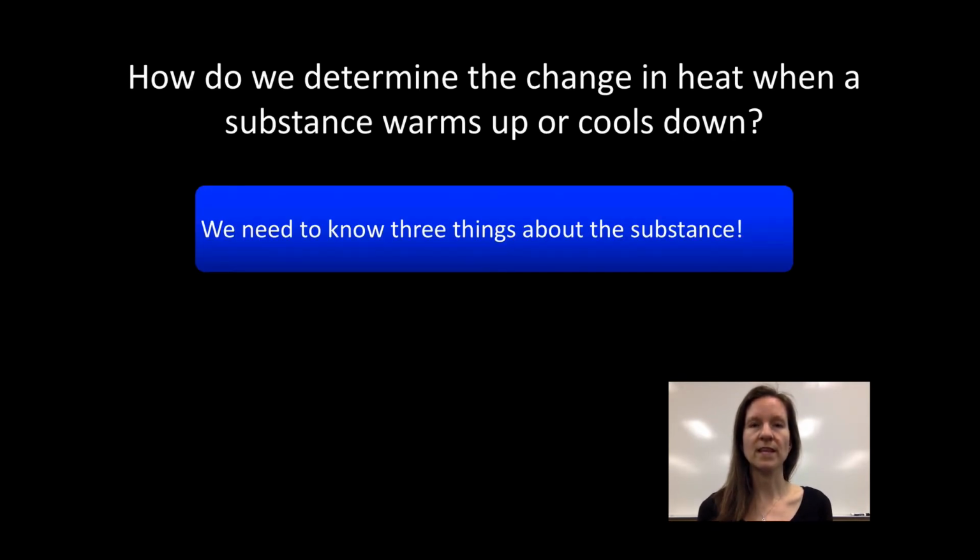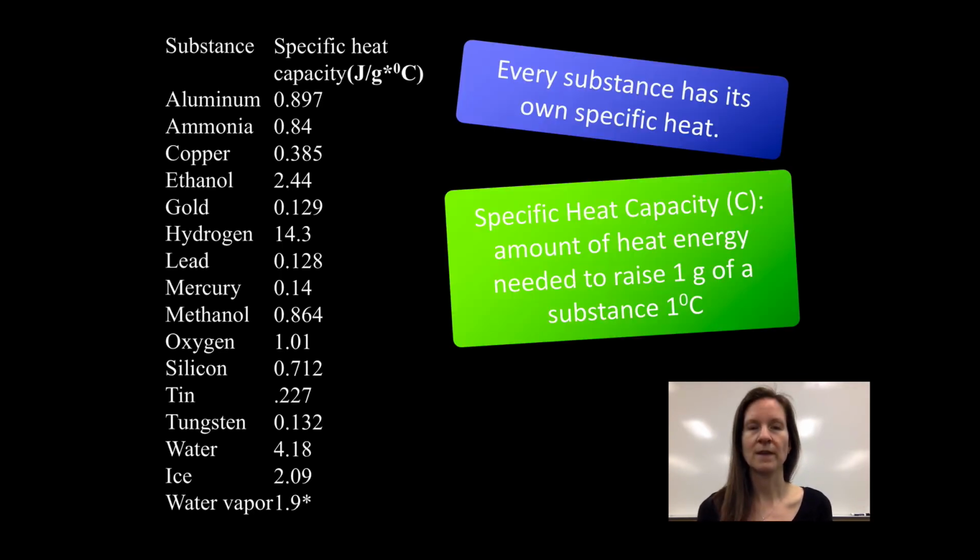When it comes to quantifying the heat change of a chemical process, one type of chemical process you can look at is just when the temperature changes. In order to quantify how much heat was taken in or came out when the temperature changes, we need to know three things about the substance. One thing you need to know, a new concept, is something called the specific heat capacity.